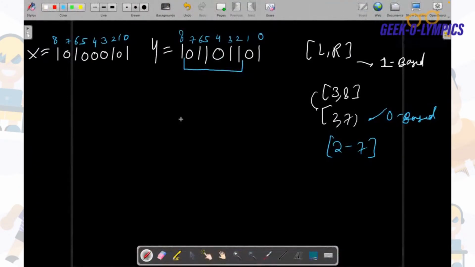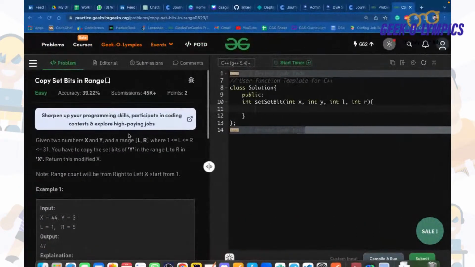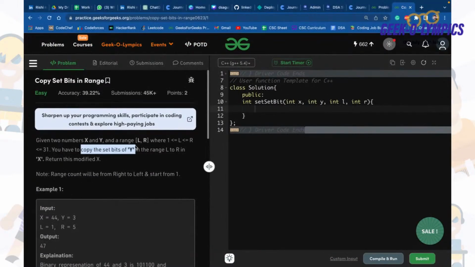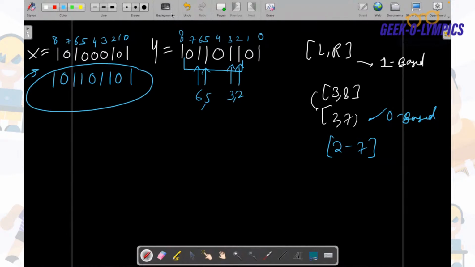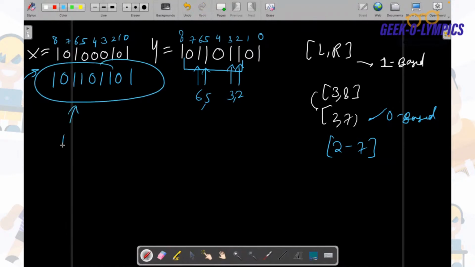Now they are saying you have to check which bits are set, and copy them. You can see in this y which bits are set: bit 6, this 5, this 3, and this 2. So we have to set these same bits, bit number 2, bit number 3, bit number 5, and bit number 6, in x also. We have to set them in x, and return this value. This is our answer. This is what we have to do.